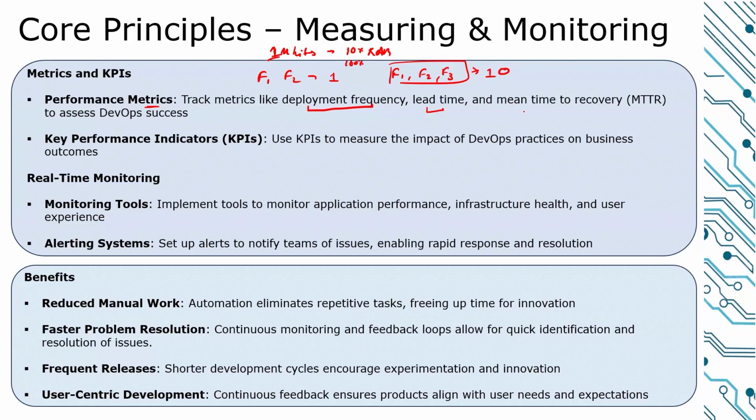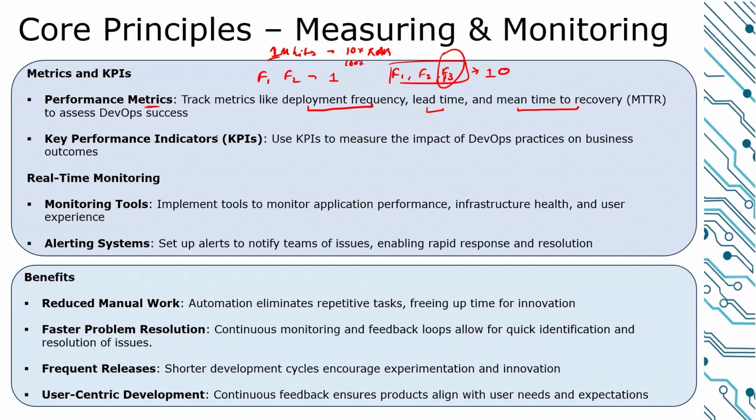The mean time to recovery: if, for example, your application failed, so you added this third feature, and because of this third feature, something got broken and your application started to fail. In that case, how much time did the system take to recover to the older, stable version, or the time taken to stabilize the application? That comes under mean time to recovery. These are some examples, not the only metrics, that you can track for measuring the performance of your process.